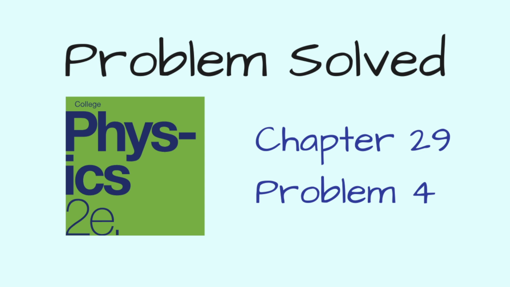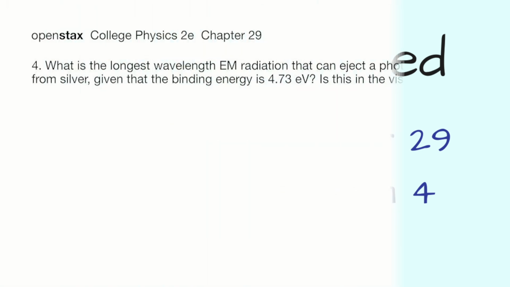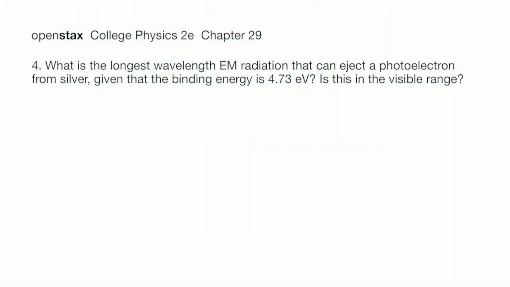Welcome. In this video, we are going to take a look at problem 4. It is from chapter 29 of College Physics 2E by OpenStax. We need to find the longest wavelength radiation that can eject a photoelectron from silver. And we know the binding energy, and then we need to figure out if it's in the visible range.